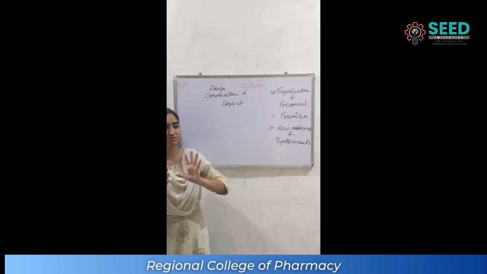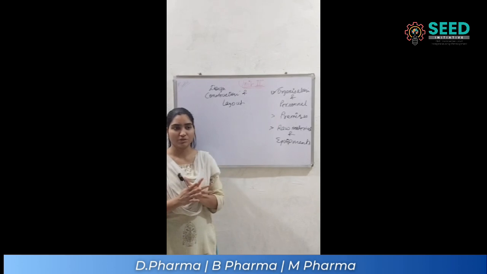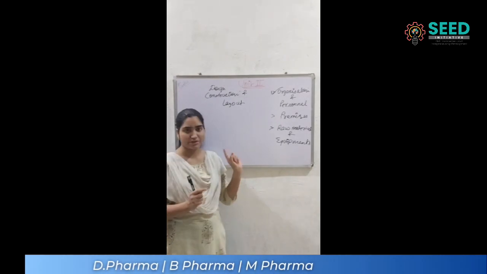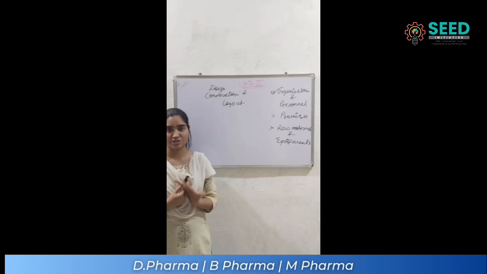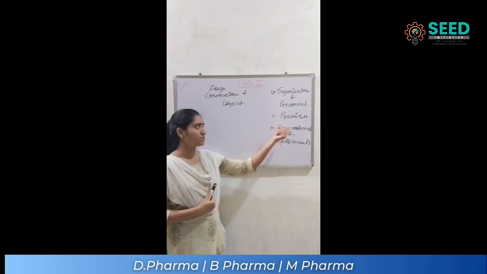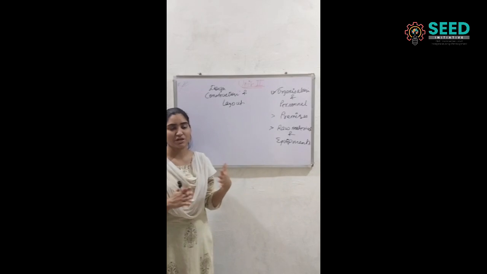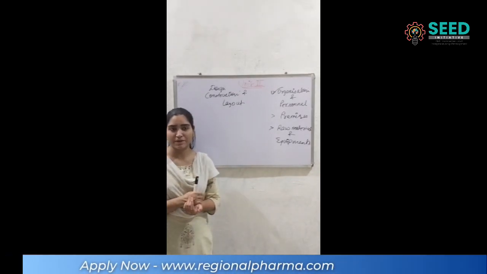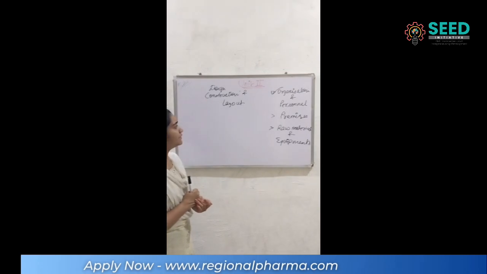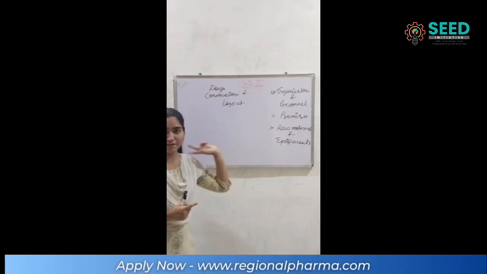Premises means it refers to the building or the facilities or the area where manufacturing has to be done, where pharmaceutical manufacturing has to be done. Okay, that is called premises, the area or the building or the facilities which are required to perform pharmaceutical manufacturing. Now the first part of premises is design, construction and layout.